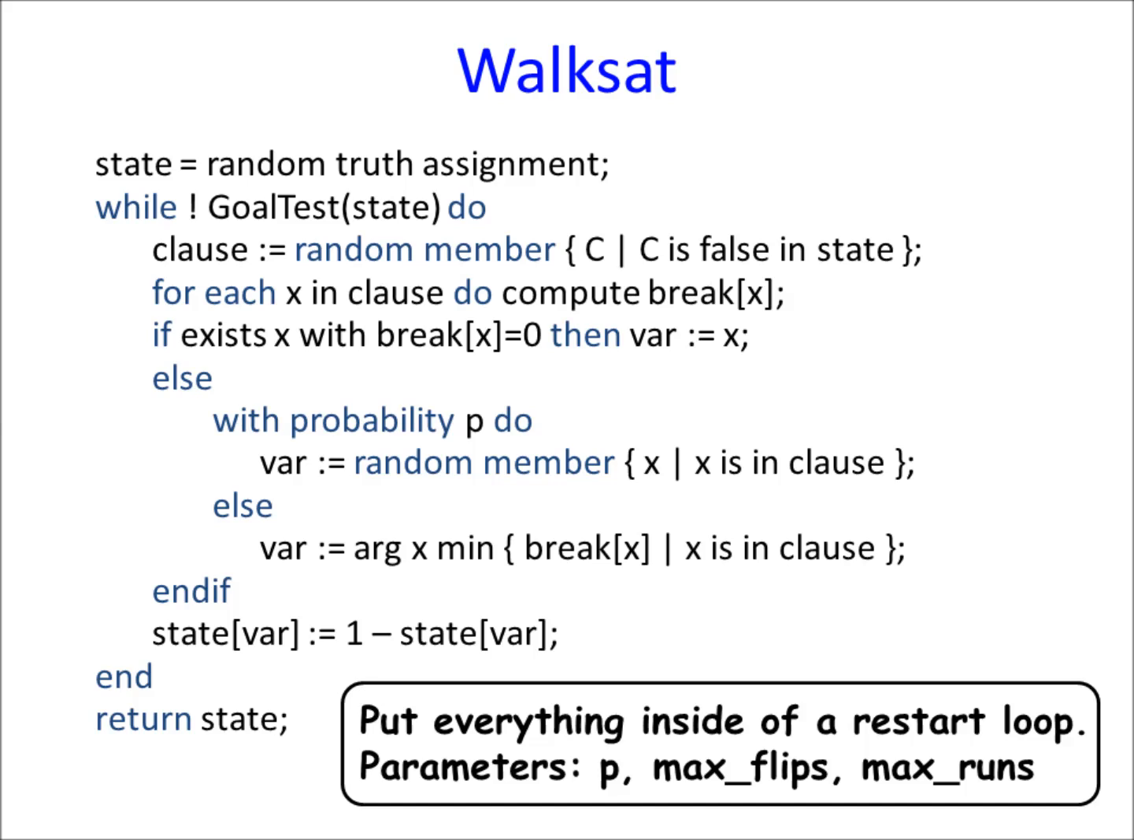So for each variable, it computes the number of clauses it's going to break. If there exists a flip whose break count is 0, then it deterministically chooses that. Otherwise, with probability p it picks a random member in a randomly chosen clause, which is the exact random walk step that we had in GSAT. And otherwise, with 1 minus p probability, it minimizes the number of clauses it's going to break.